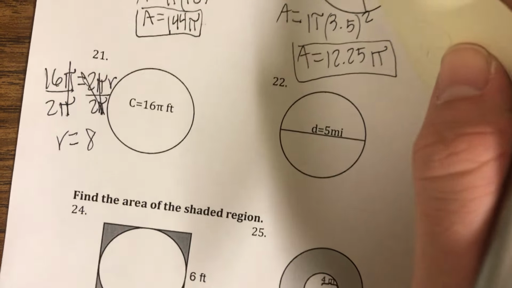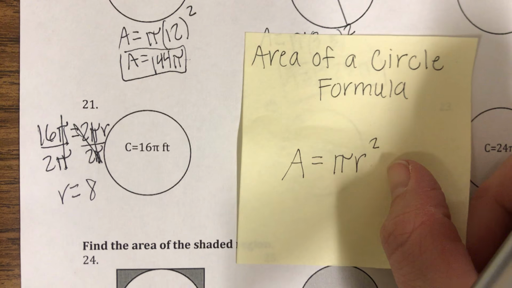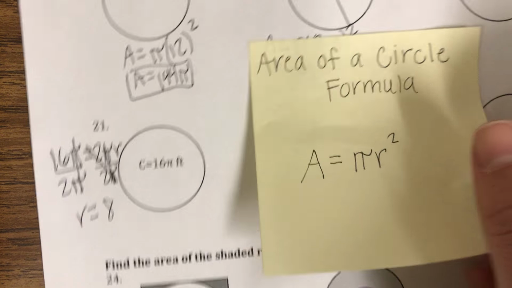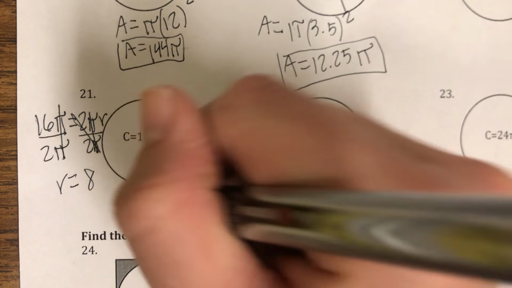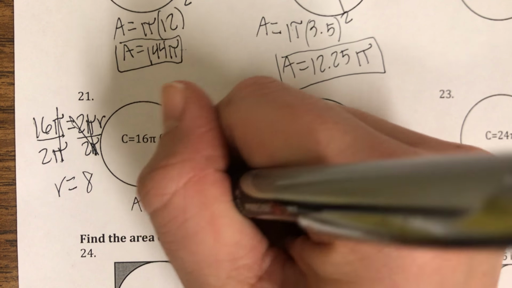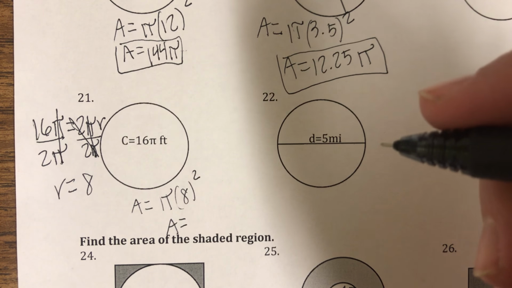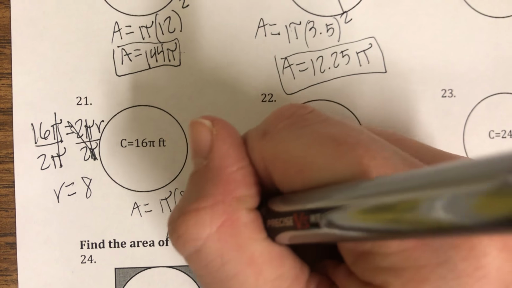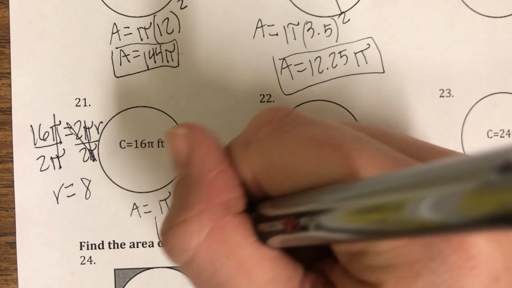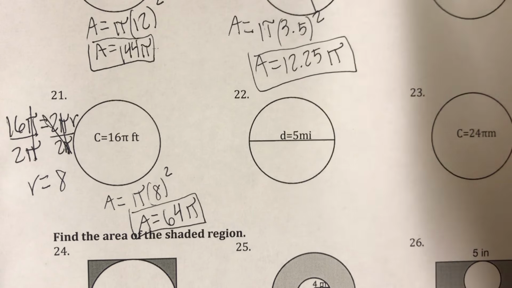Now that I know that r is equal to 8, I can use my area of a circle formula. The area is equal to pi r squared, and we found that r is equal to 8. So I'm going to have area is equal to pi times 8 squared. You can type it in your calculator if you need to. 8 squared is 64, so the area is 64 pi. That's 21. Okay, not too bad, right?